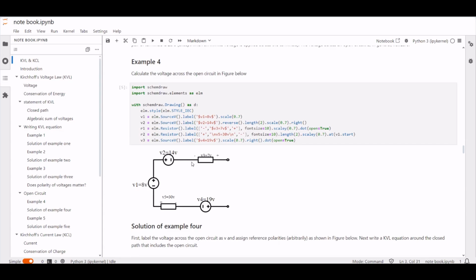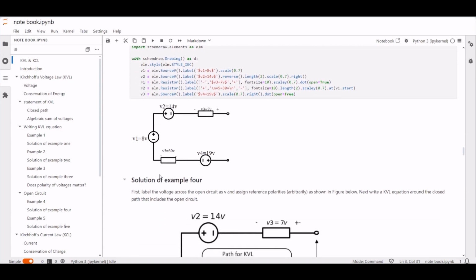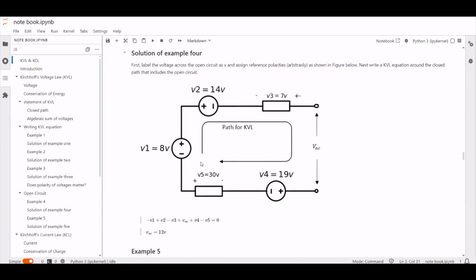Okay, we can write a KVL equation. The path is clockwise. If we start from this point, we first enter the minus terminal of V1, so we write minus V1. For V2, first we enter the plus terminal, so we can write plus V2. V3 is minus, so we can write minus V3.